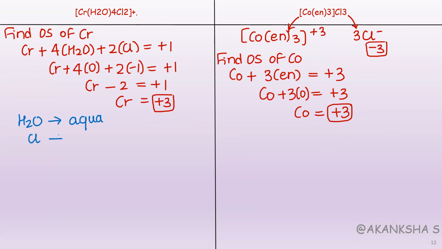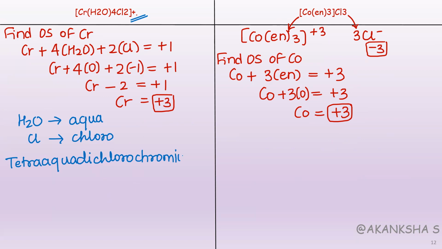Then we have Cl, that is chloro. Let's try to find out. So how many aqua do we have? Alphabetically, aqua comes first. Tetraaqua, dichloro. Positive charge, the complex is positive, so no need to make it into ate. You can keep it as chromium. Chromium what? Chromium 3. You can put it as iron if you want.